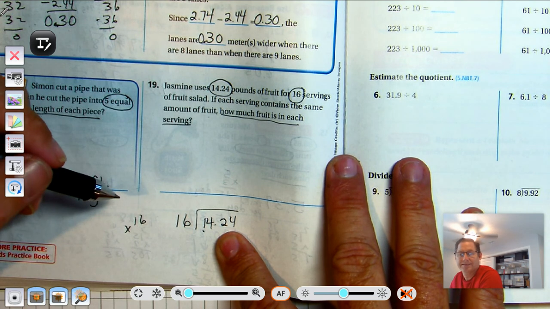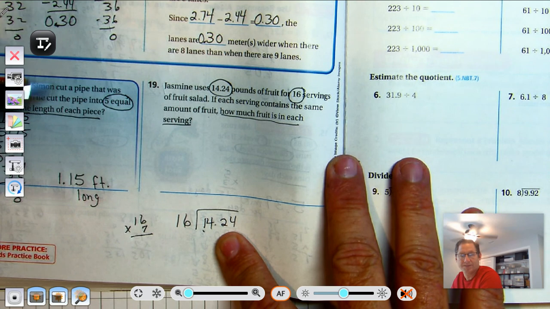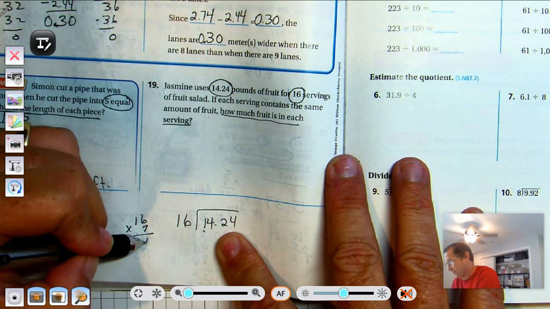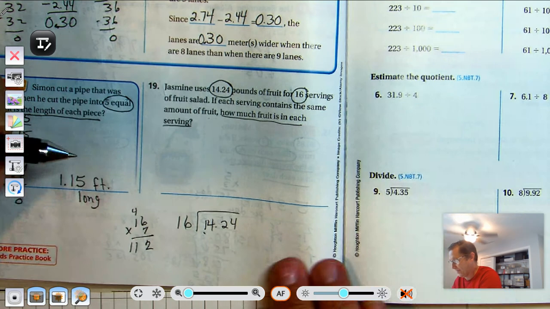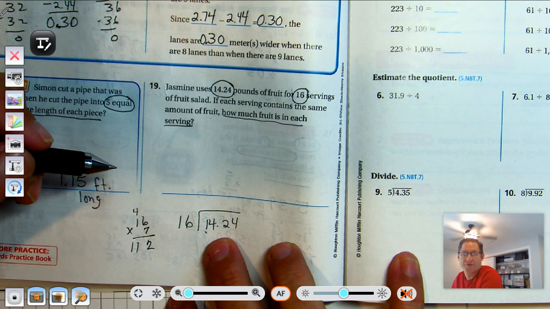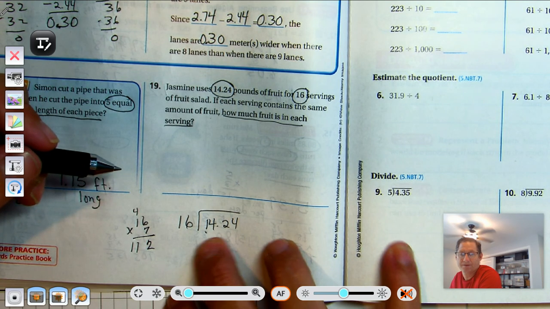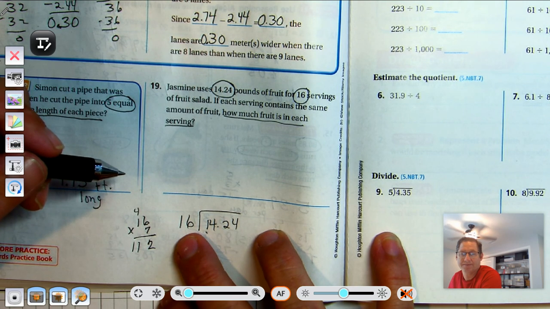Well, I know 6 times 7 is 42, so I'm going to try 7 times 16. 7 times 6 is 42. 7 times 1 is 7, plus 4 more is 11. Okay, that's going to be too far away. That's going to be 30 away. And I can't have a remainder bigger than the divisor, so it's not 7.